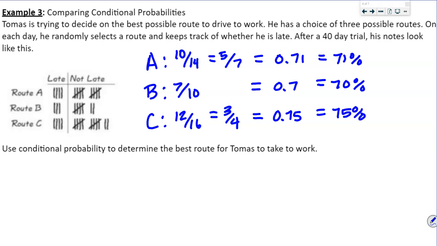So then it says use conditional probability to determine the best route for Thomas to take to work. Obviously, that would be the 75%. Okay, so that would be route C. Got it?